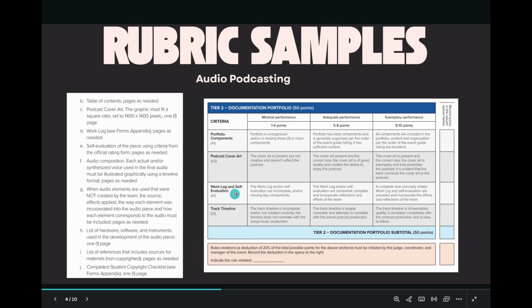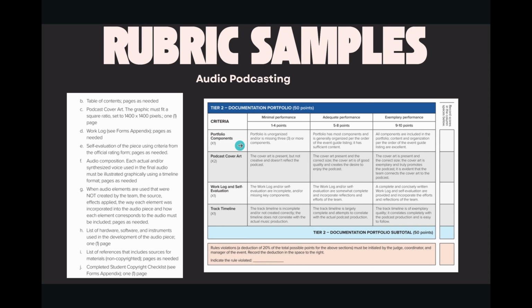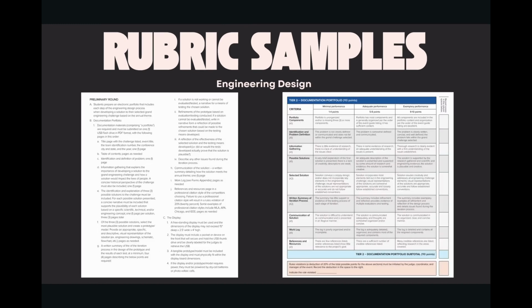This is easy. Portfolio components, I will say this again and again. This should be a 10 every single time, especially if you watch this video. You see everything that you need in the rubric, and there's no reason that you don't have any of it. Podcast cover art, this is specific to audio podcasting. Work log and self-evaluation, both are extremely important. Please do not skimp out on them. See how they're worth a lot of points. And then the track timeline, again, I'll go over this in another video because it is with every single digital model event, but yeah, we'll get there.